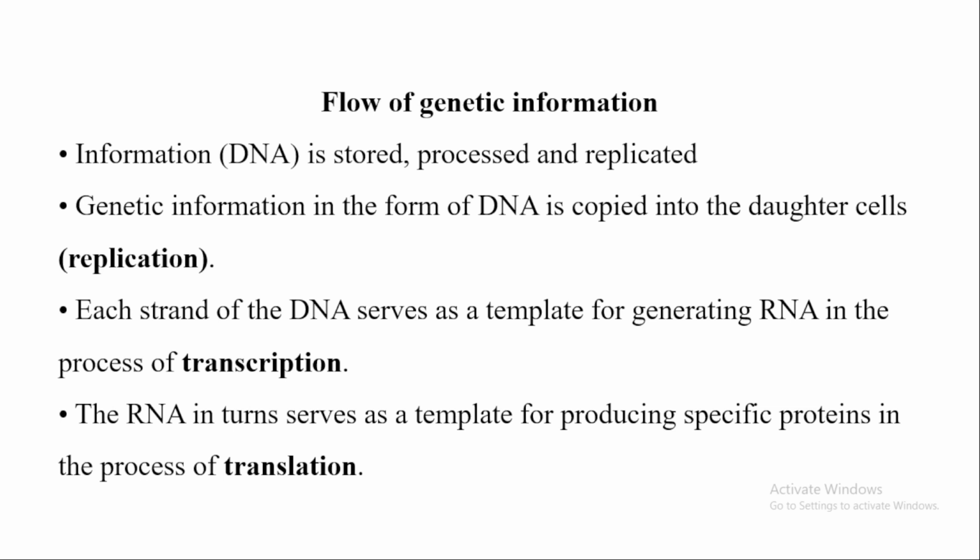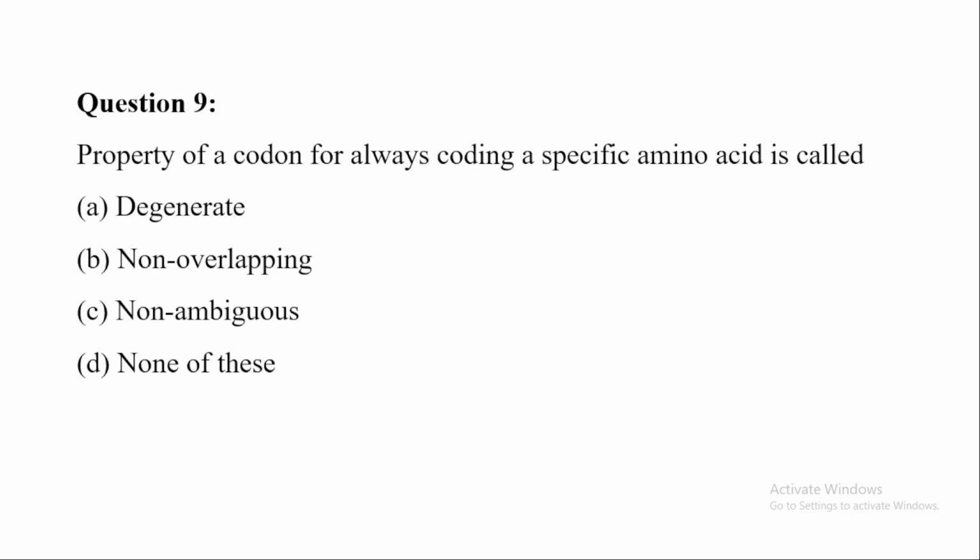So, moving to the next question. The property of a codon for always coding a specific amino acid is called: degenerate, non-overlapping, non-ambiguous, or none of these. Anybody? What is this property called? It's the non-ambiguous property.